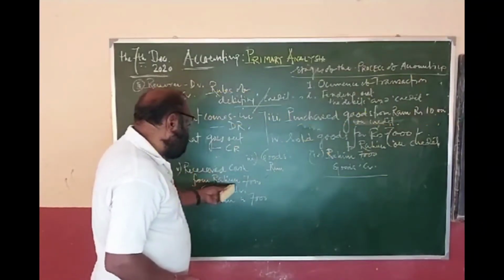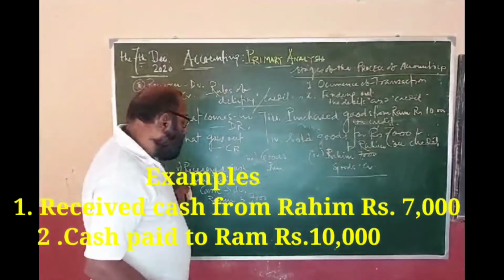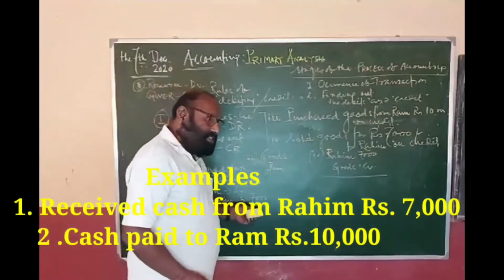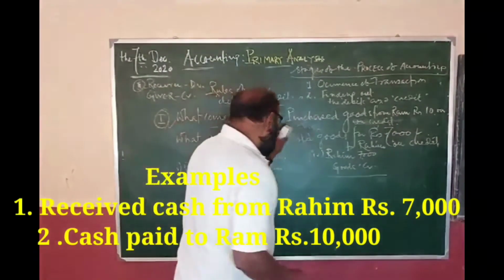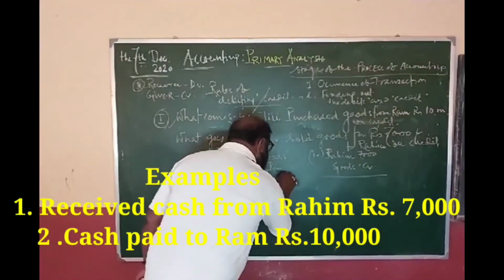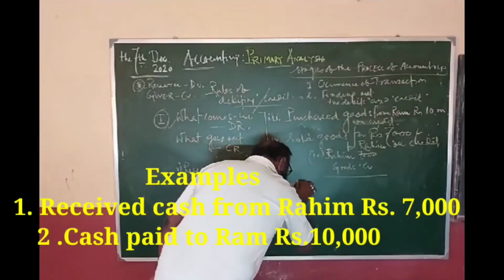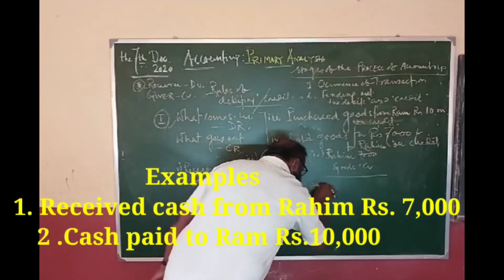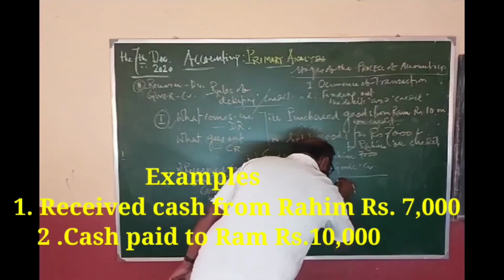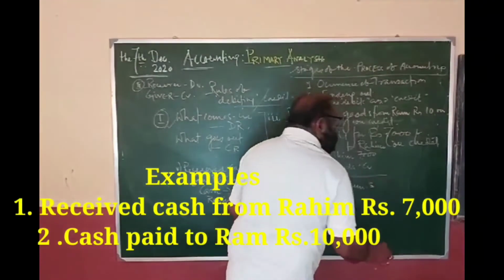So here, the answer for received cash from Rahim rupees 7,000. What is coming in? Cash is coming in. Cash account debit. And who is the giver? Rahim is the giver. Now again, consider this item 6. Cash paid to Ram, 10,000.